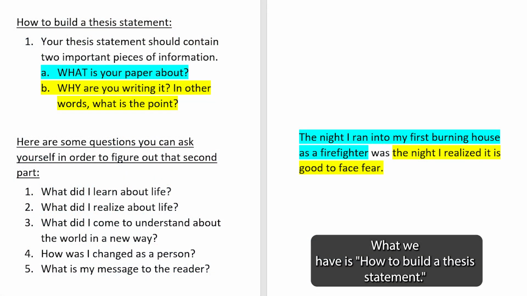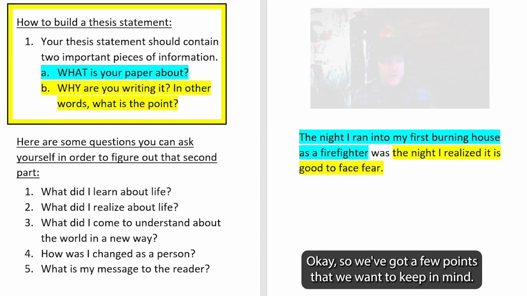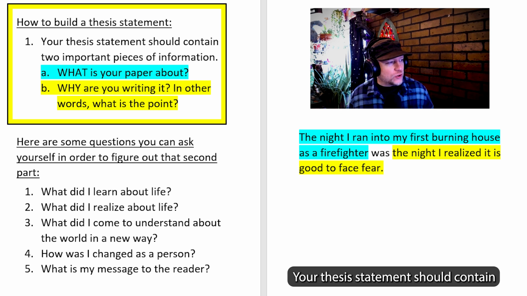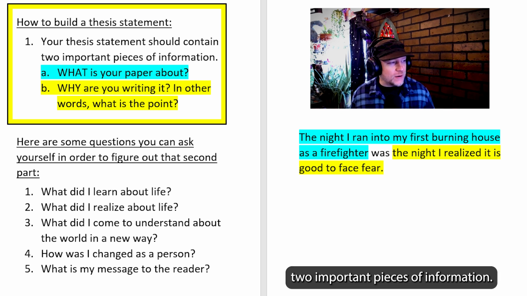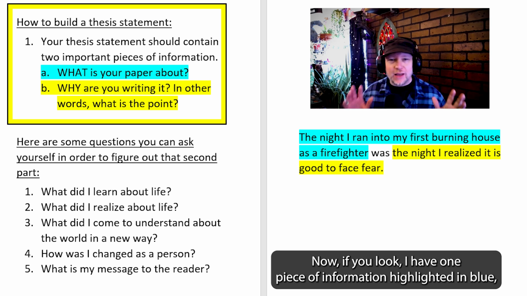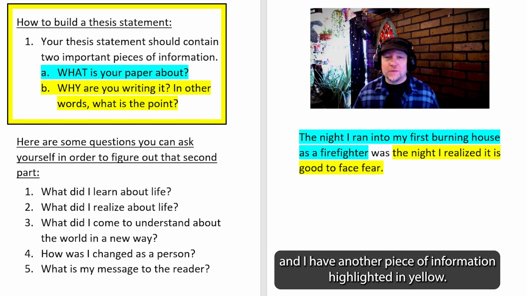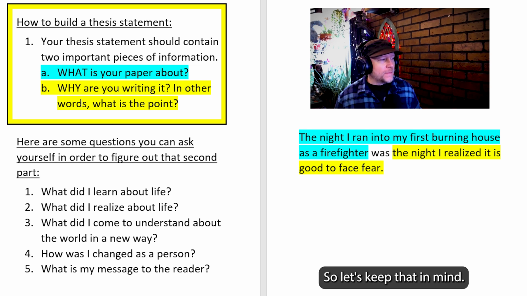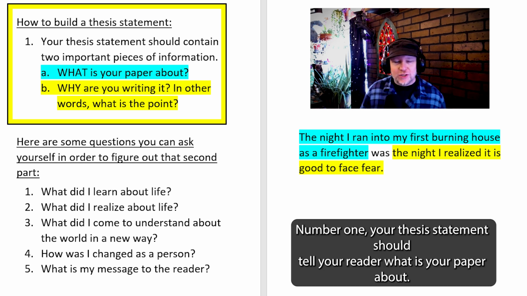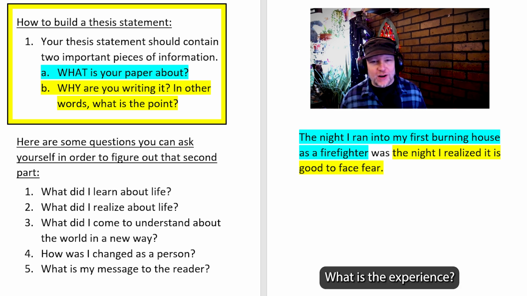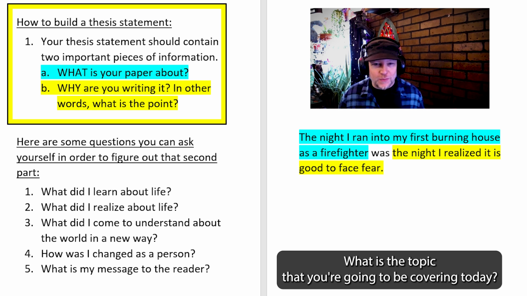What we have is how to build a thesis statement. Okay, so we've got a few points that we want to keep in mind. Your thesis statement should contain two important pieces of information. Now, if you look, I have one piece of information highlighted in blue, and I have another piece of information highlighted in yellow. That's going to matter later, so let's keep that in mind. Number one, your thesis statement should tell your reader what your paper is about. In other words, what is the event? What is the experience? What is the topic that you're going to be covering today?